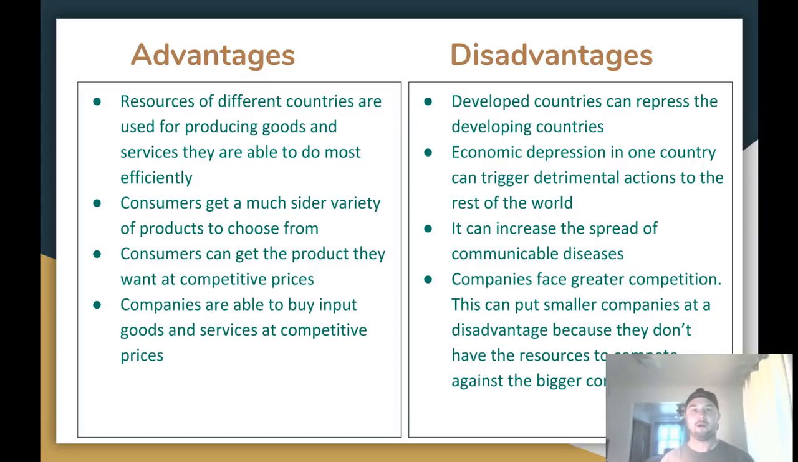This is why you can go to Walmart and get a hammer for like $2, as opposed to 20 years ago, when that hammer probably would have cost $10. Consumers can also buy input goods and services at competitive prices.